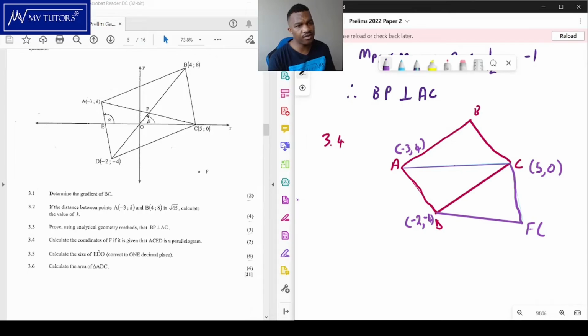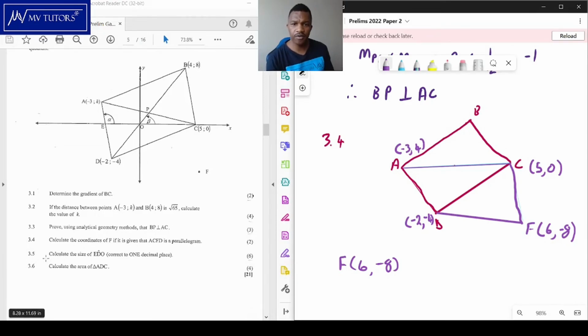Okay, so if we're looking at the X, from -3 to -2, that's 1 unit to the right. So we must take 1 unit to the right here as well, from C to F, and it's 5 plus 1, which is 6. And then from 4 to -4, that's 8 units, because it's 4 minus -4, which is +8, which means we must subtract 8 from C to F as well. So it's going to be 0 minus 8, which gives you -8. So our coordinate of F is now 6 and -8.